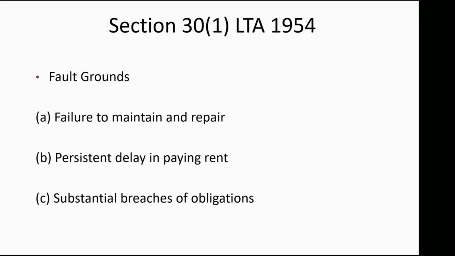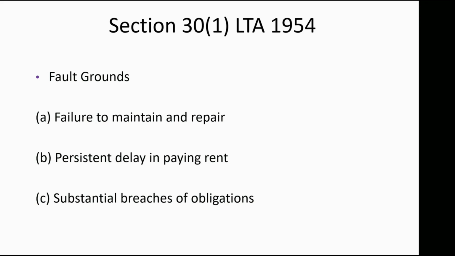Ground B permits a landlord to oppose renewal if the tenant has persistently delayed in paying rent. And again, important here with regard to ground B, what the court will do is make sure that we're not simply talking about one occasion where there's been a delay in paying rent. It is a persistent breach that is established.